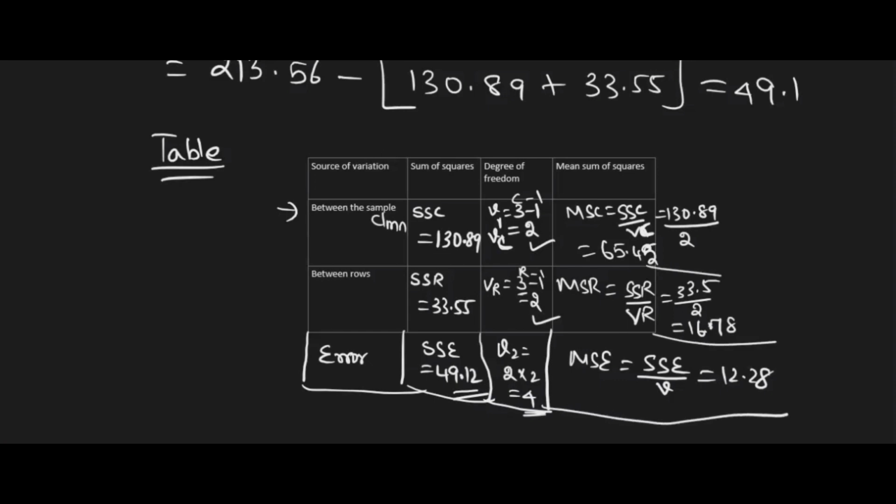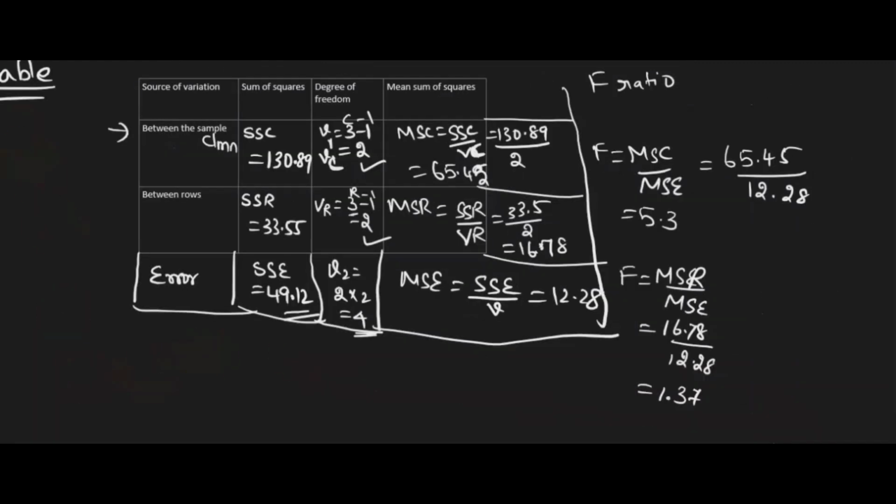We have our F ratio at last. So I should have drawn the table here. Finally, when you have the F ratio, your first F ratio is going to be between the values MSC by MSE, and I have calculated this also. MSC by MSE is your first ratio, which is 65.45 divided by 12.28, which is 5.3. This is your first F ratio that you got between the columns.